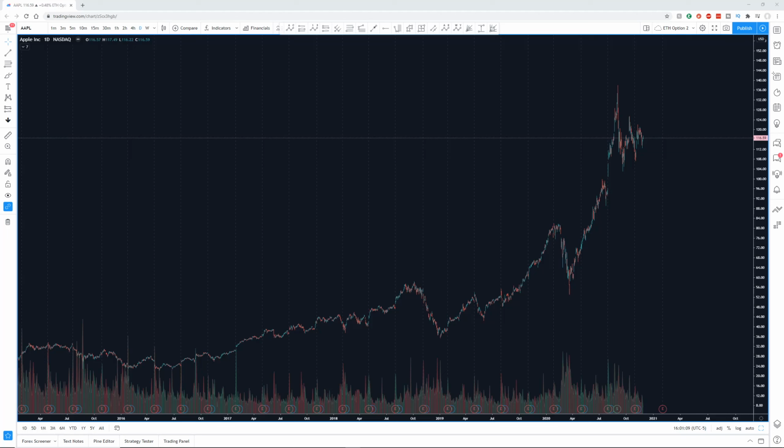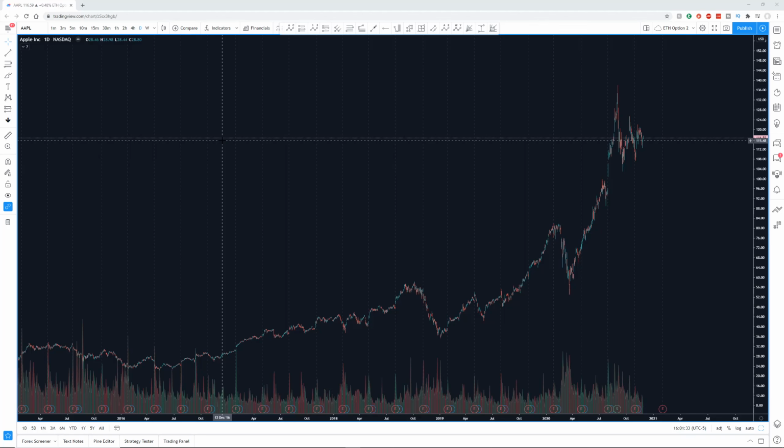So let's dive right into the chart. I have Apple open here on a daily chart right now. Now for long-term analysis, if you've watched any of my previous videos, you know that I love to use a technique called Elliott Wave Theory. If you haven't yet watched any of my previous videos on this, or even if you forgot what Elliott Wave Theory is, just a brief introduction.